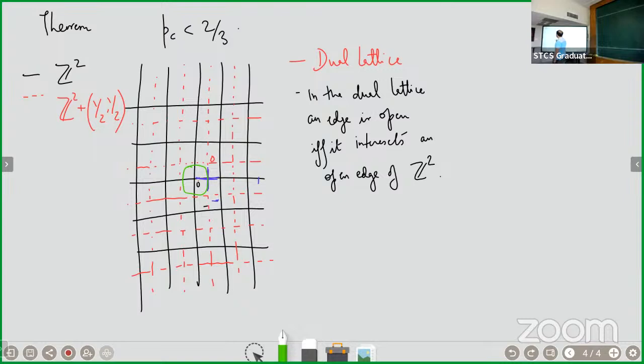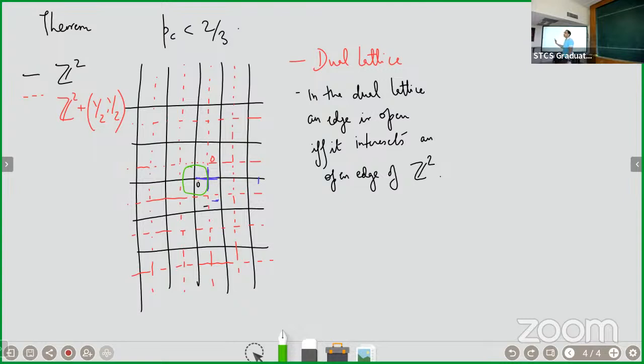So this particular box, if all of them are closed, there is no way for percolation there. So that is why it's interesting to look at this dual lattice and the probability that there exists a box of finite length where all these edges are closed. This will ensure that there is no percolation.